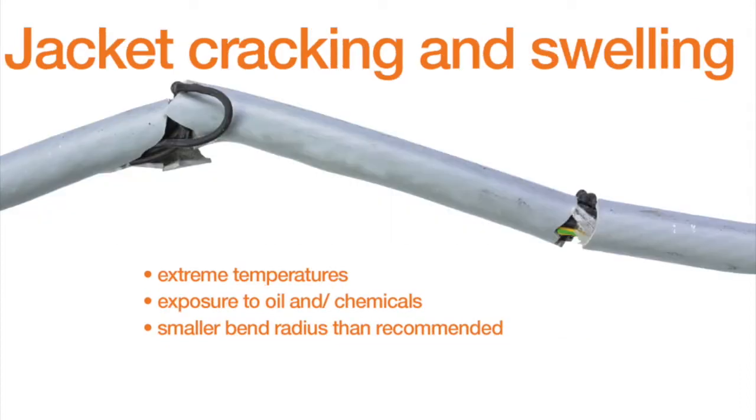So the second cable failure we're going to discuss is jacket cracking and swelling. The first cause would be extreme temperatures, whether high or low. And generally the colder temperatures lead to material contracting, which is usually one of the main factors that leads to a cable cracking or the outer jacket cracking. The second reason is exposure to oils and or chemicals, like a coolant or something like that. If the material that makes up the outer jacket is not resistant to those types of media, then it will usually absorb that material and expand, and that expansion will usually end up with a cracking failure.